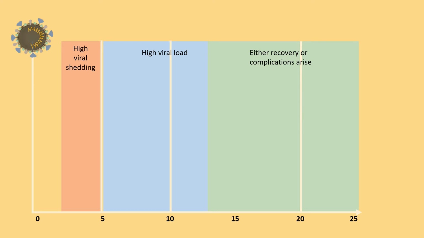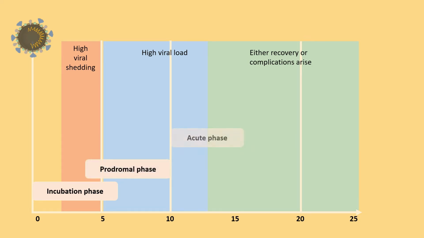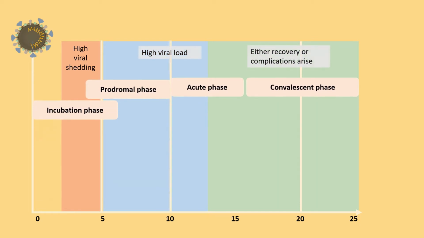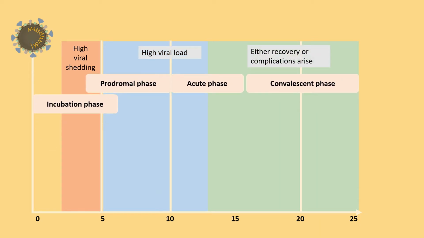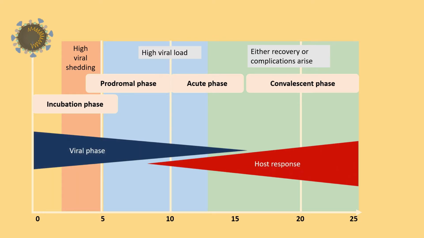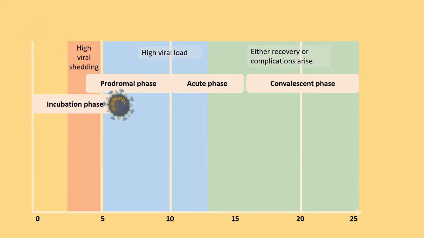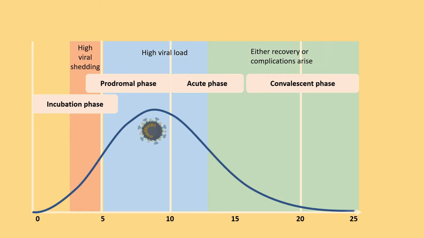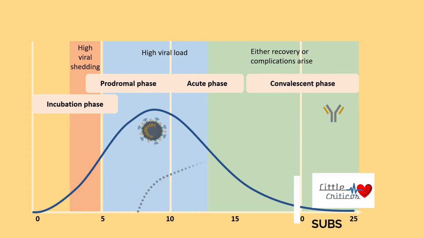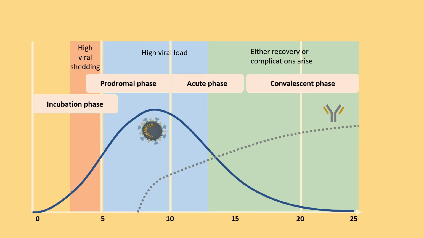Thus, the clinical phase can be classified into an incubation phase, prodromal phase, acute phase, and a convalescent phase. Symptoms in the early part of the illness are related to viral replication, whereas in the later part they are predominantly related to a dysregulated host response. Soon after the viremia, the body starts to produce antibodies, which peak about 4 weeks post-illness. Initially, it results in an IgM response followed by an IgG response.